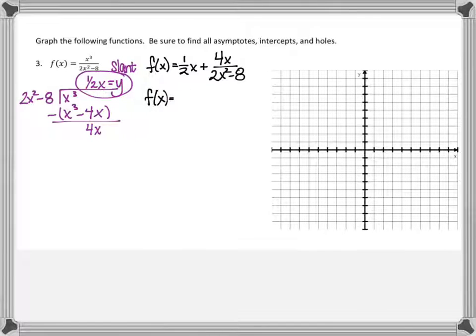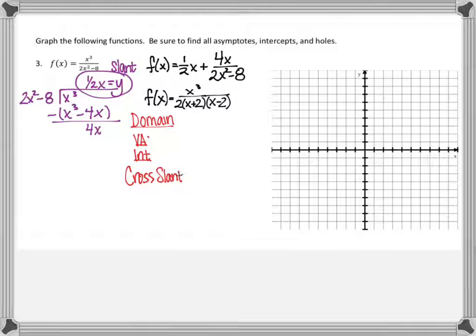So I'm going to go back and factor this function and find the domain, vertical asymptote, intercepts, and determine if it crosses our slant asymptote. So this would be a good time for you guys to pause the video and try all that out. Throw stuff on your graph, see if it matches up. Otherwise, I'll pretty quickly talk through here, and pause when you need.